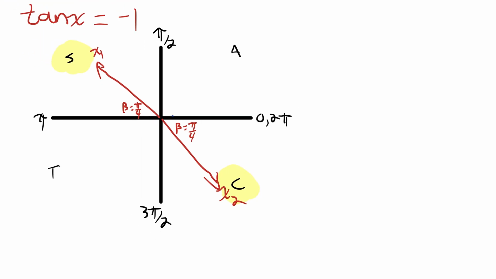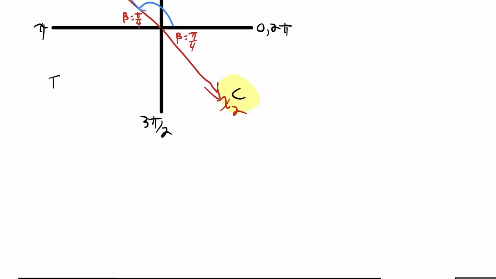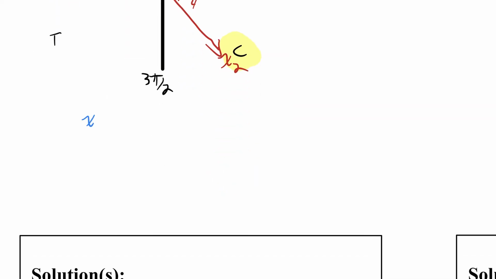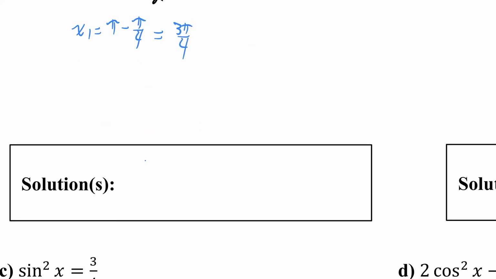My first angle, x1, I notice that I am pi over 4 short of going pi. So I could say x1 is pi minus pi over 4, which is 3 pi over 4. So that's one solution, 3 pi over 4.